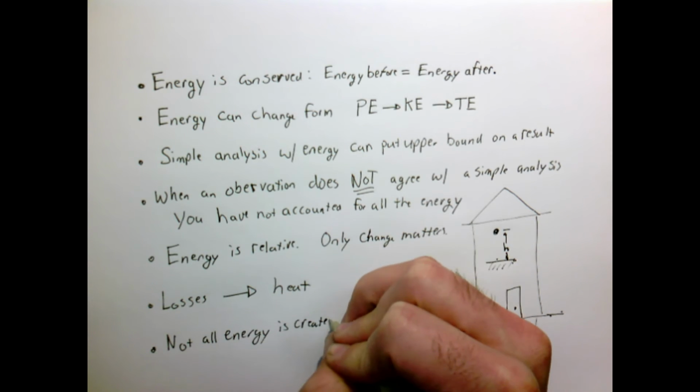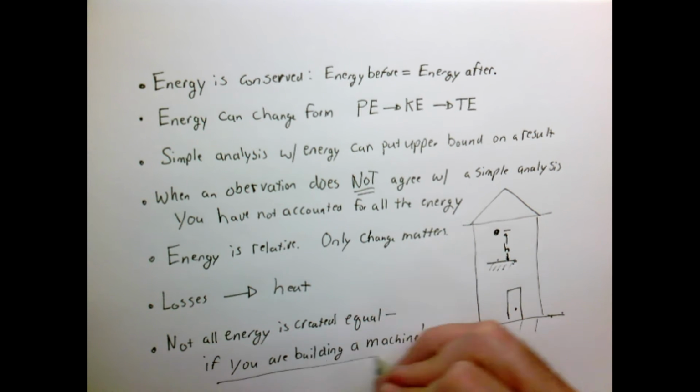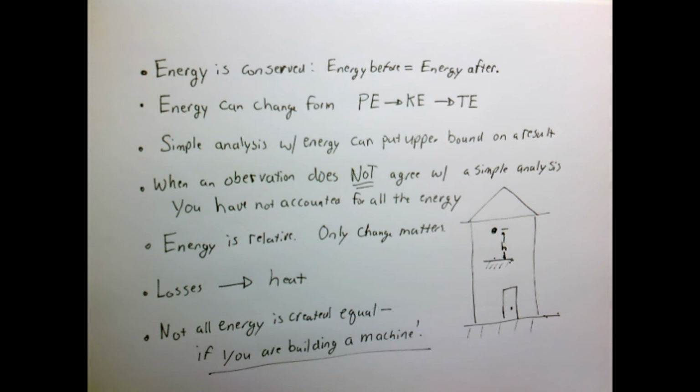And finally, we saw that not all energy is created equal, especially if you're building a machine, right? So we had this example where we had this initial potential energy, which could be used to extract work. We could run some machine off of it. But when we converted all that energy into just a little bit of thermal energy, we have no way of then extracting that energy for useful work. So if you want to extract energy for useful work, not all energy is equal.